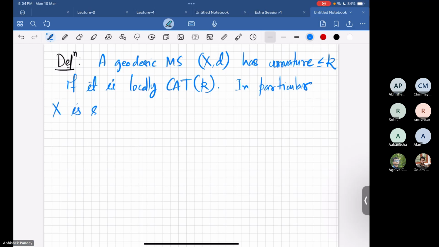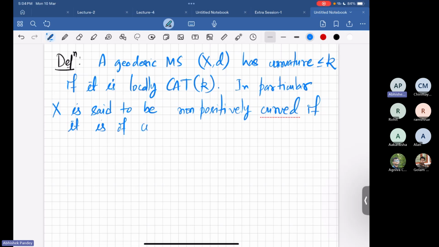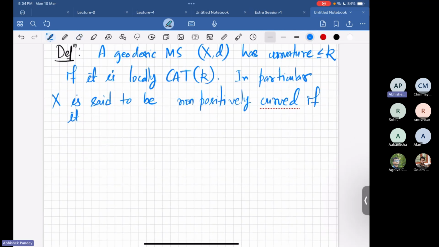In particular, X is said to be non-positively curved if it has curvature less than or equal to k. So I hope it is clear.